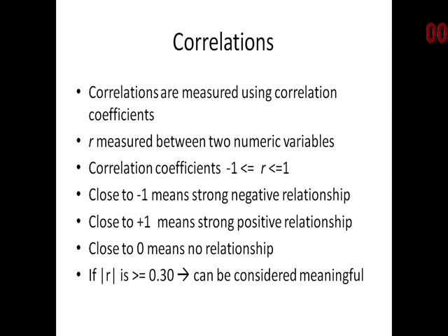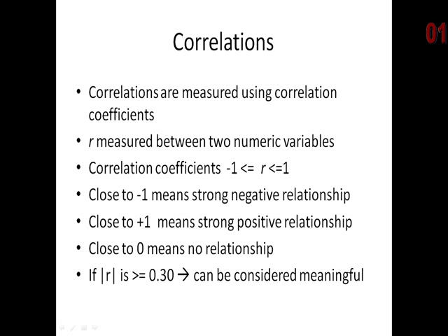The correlation coefficient is depicted using R, or maybe the Greek letter rho, to quantify the relationship between two variables. And of course, they have to be numeric variables. You cannot do correlations between a numeric and a non-numeric variable. Both have to be numeric. And the value of R ranges from -1 to +1.